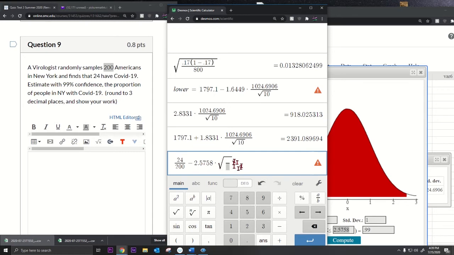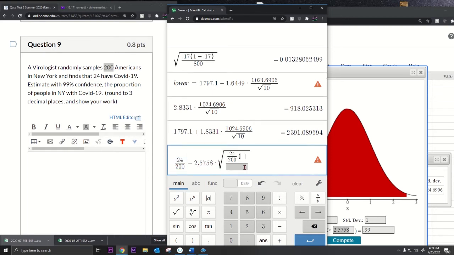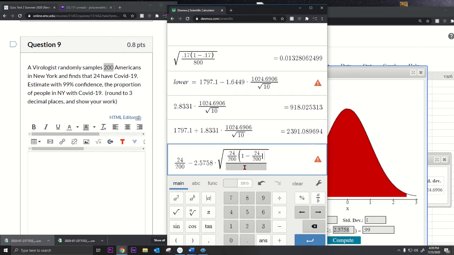the standard error here. Now this is a confidence interval, so I'm gonna use p hat. I don't know p, the population proportion. I only know the sample proportion, which is 24/200, right? So Control C, Control V, 1 minus Control V, n parentheses, and then 200 down here. There you have it. That is your lower bound for your confidence interval.